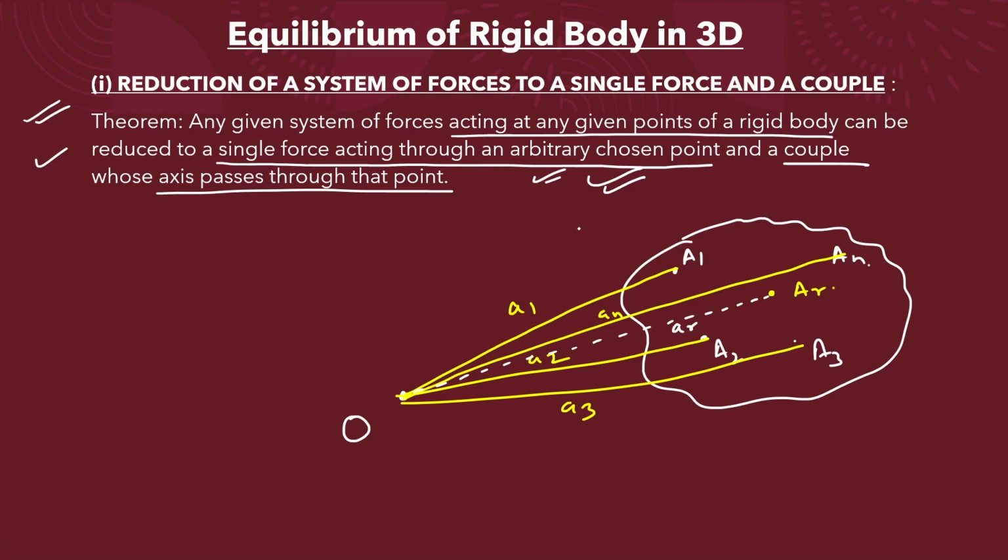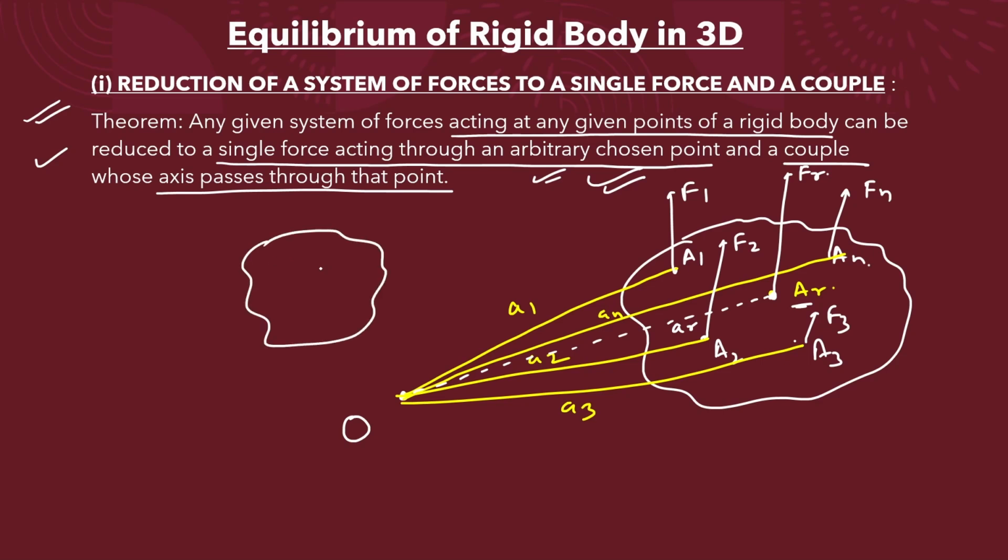We have the system of forces: at point A1 we have F1, at point A2 we have F2, at point A3 we have F3, and at point An we have Fn. As we have considered an arbitrary chosen point Ar, let us consider the force here as Fr. The position vector with respect to the origin of vector is Ar. Now let us apply two forces of equal magnitude at point O. This is Fr, and let us apply a force Fr in opposite direction, so this is minus Fr. These forces are equal, so this will make no difference.